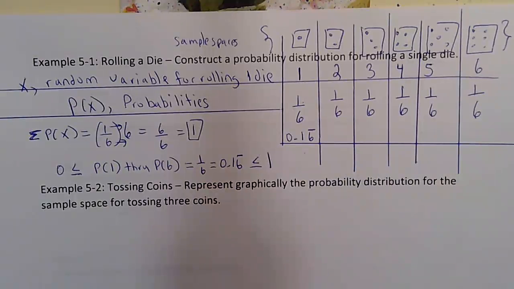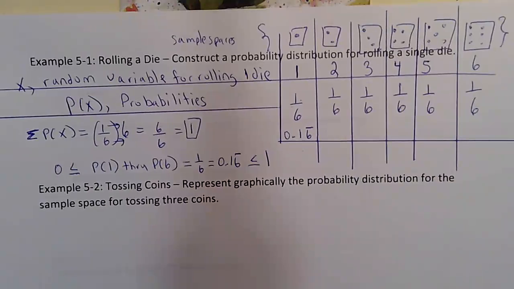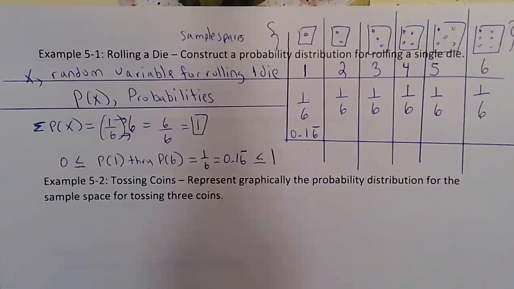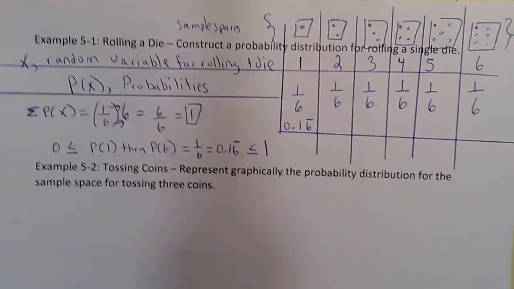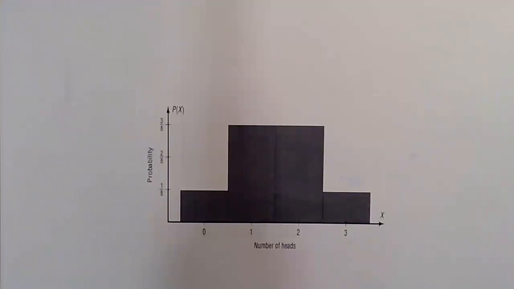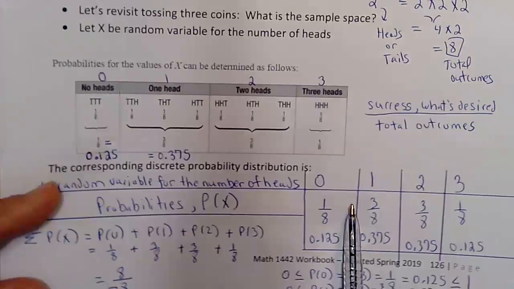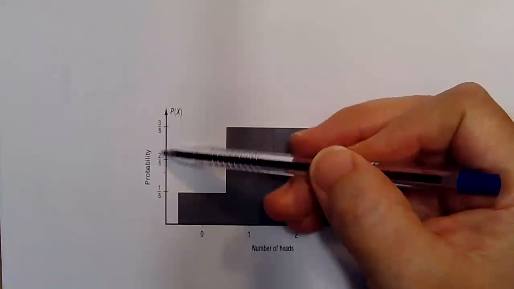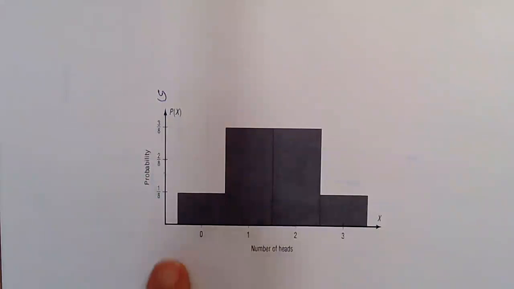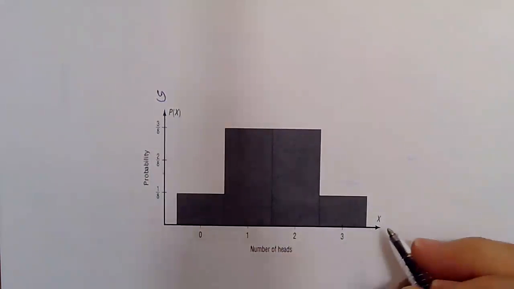And then you can also draw a graph to represent your probabilities, but they want you to put the graph for tossing 3 coins. They should have had these problems kind of switched, because this picture is going back to the one with the 3 coins. Look where your probabilities are, along your y-axis. They call it P of x, probability. And over here is your x, your random variable.